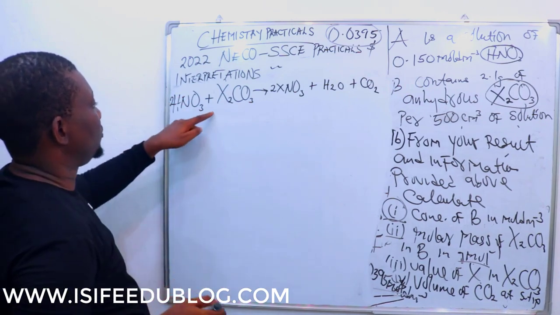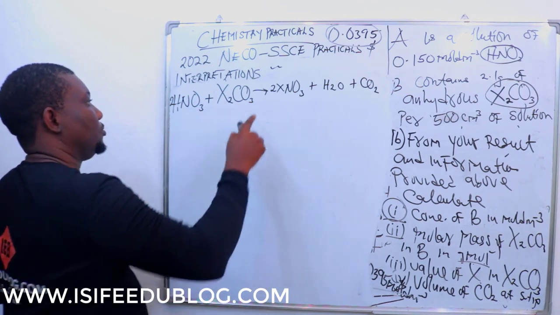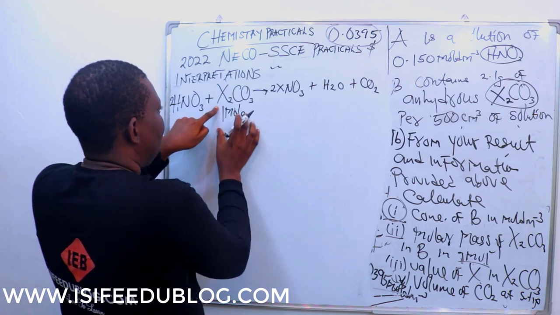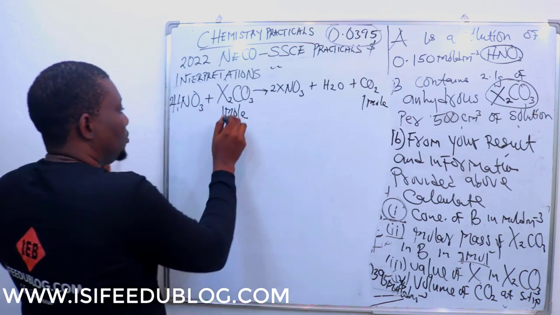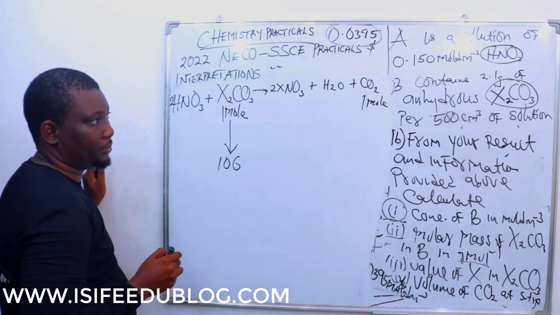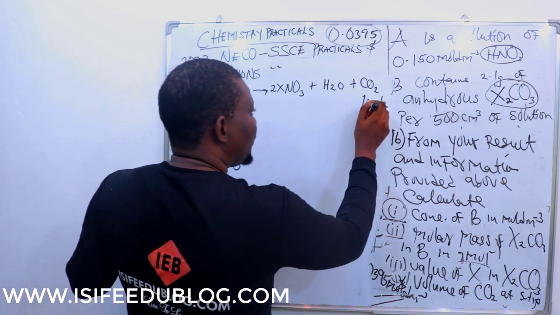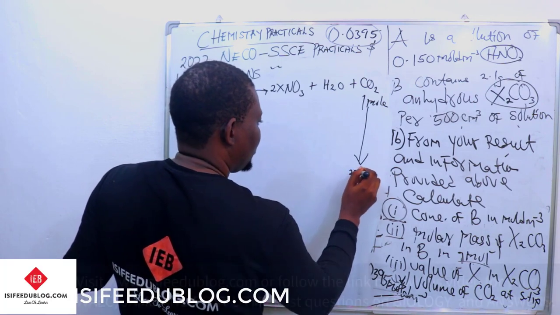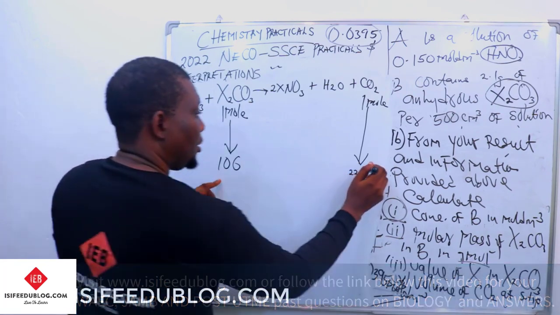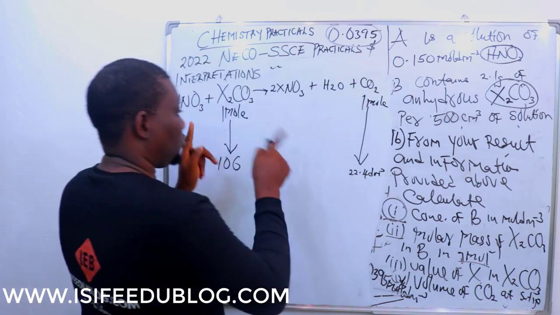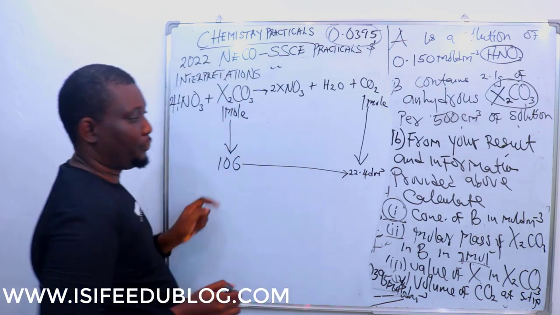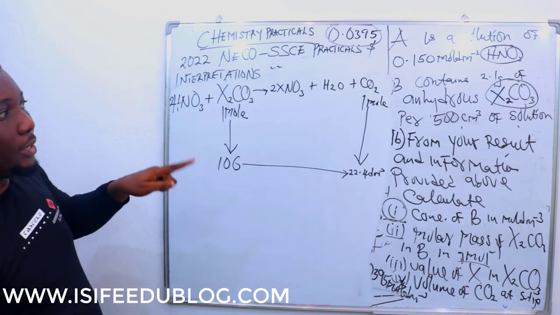We have nothing to do with the 2 moles here, because CO2 was actually liberated from X2CO3. So we take 1 mole of this against 1 mole of this. Simple. What is the equivalent of 1 mole of this? We have it as 106. And 1 mole of every gas, including CO2, occupies 22.4 dm³ at STP. Every student in chemistry should know this already. So 106 of this, 1 mole, liberates 22.4 dm³.